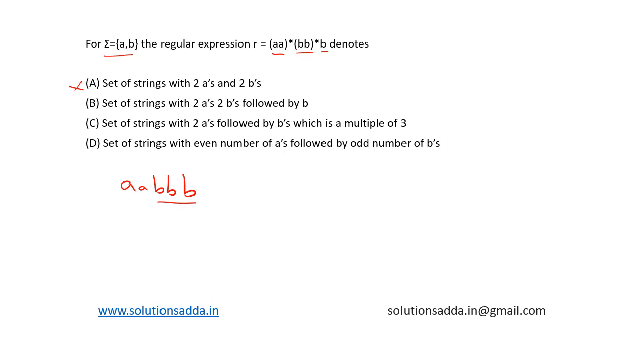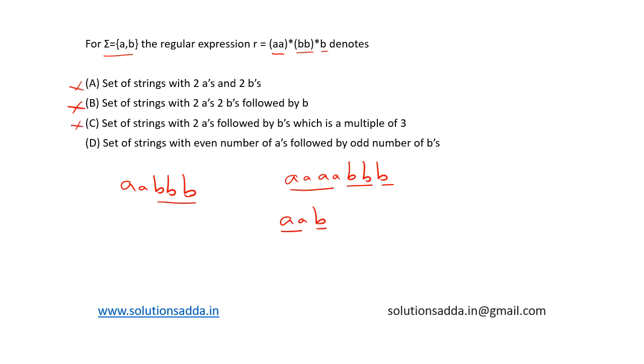Let's see option B. Set of strings with 2 a's followed by 2 b's and 1 single b. Here this option is also not correct. We can generate a string aa, aa, bb and b. This is a set of strings with 4 a's, 2 b's followed by b. This is also not correct. Option C, set of strings with 2 a's followed by b's which is a multiple of 3. This is also not correct. We can write an example as aab. This is a string with 2 a's followed by b, which is only 1. It is not a multiple of 3. So this is also not correct.